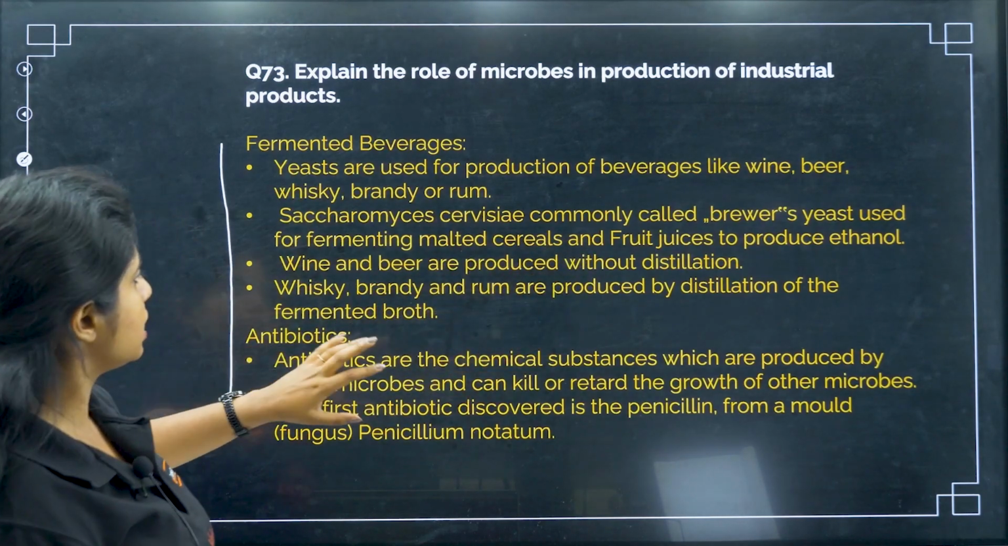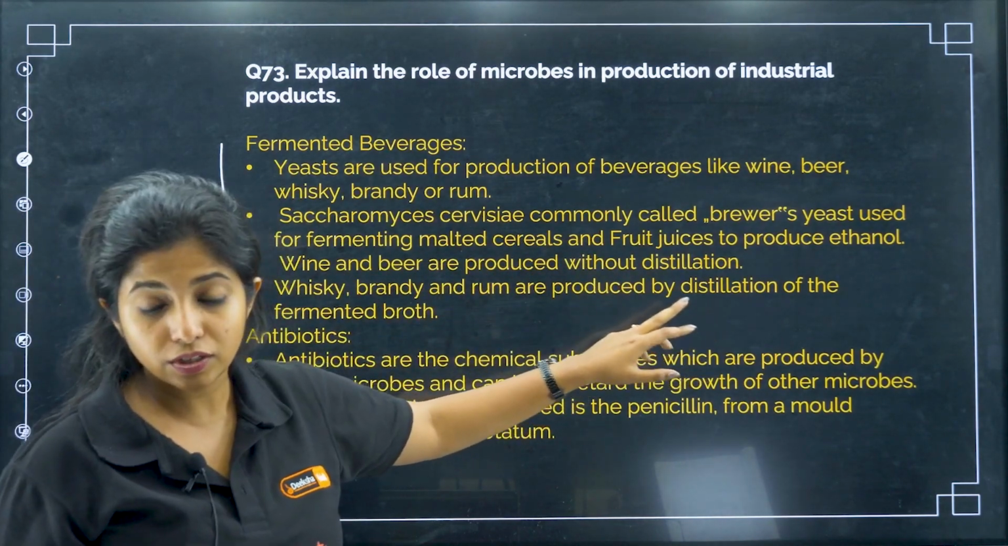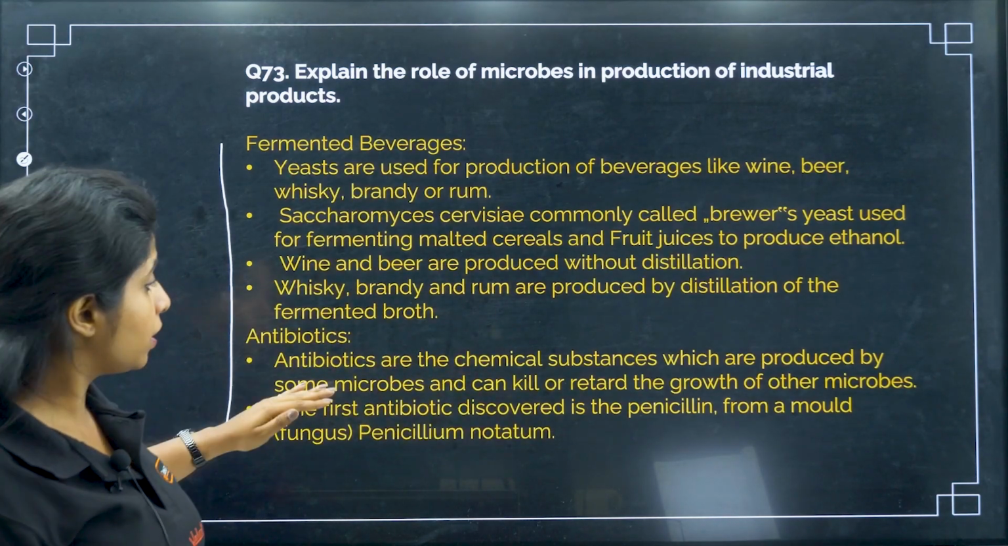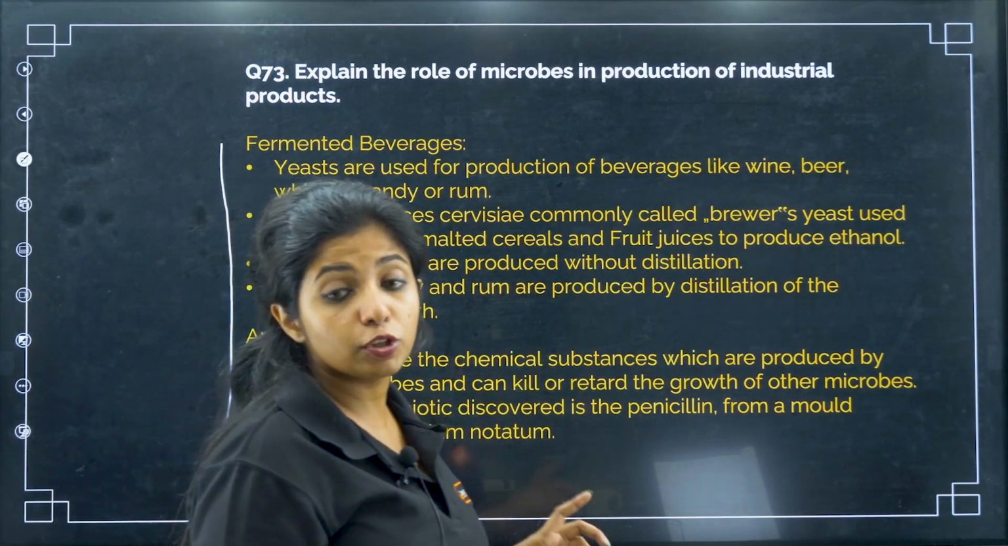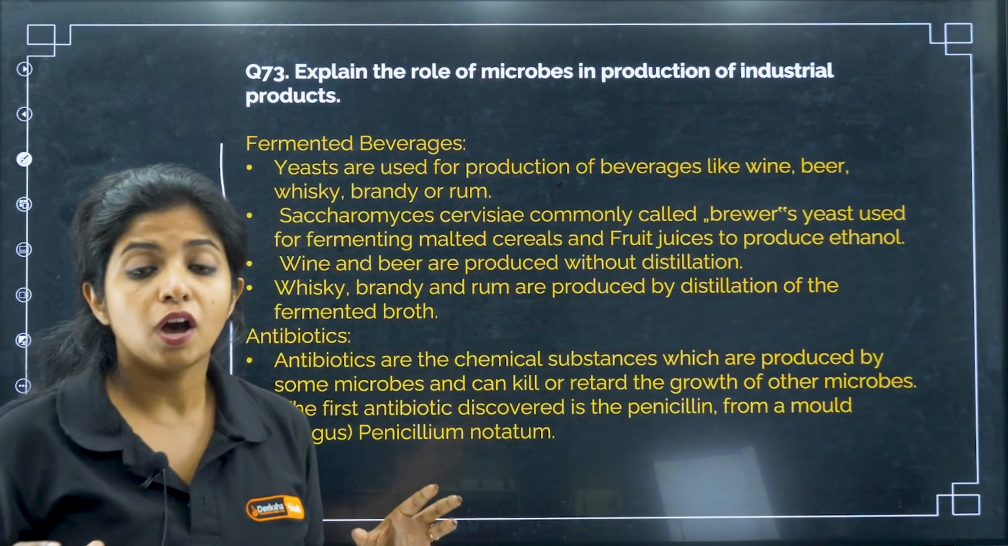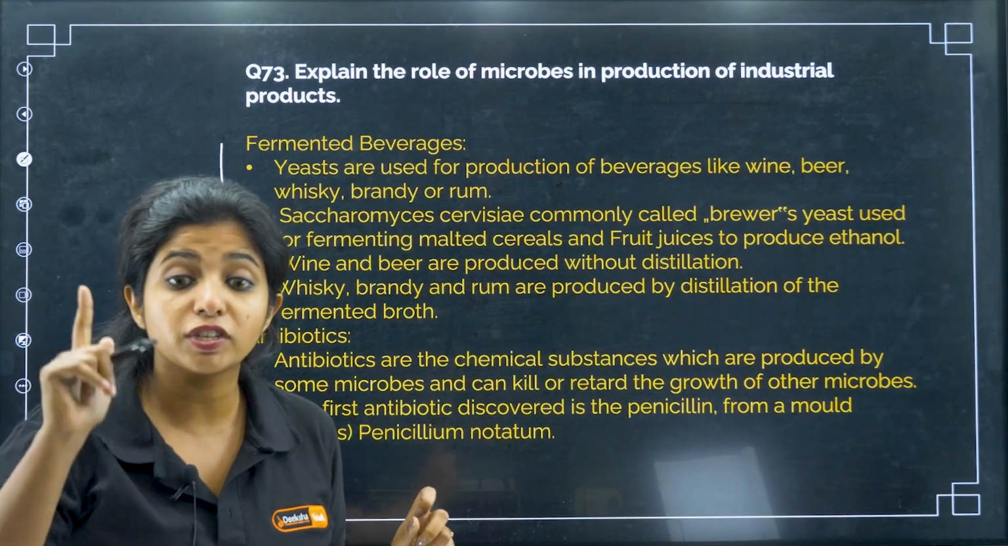Saccharomyces cerevisiae, brewer's yeast. Wine and beer are produced without distillation. Whiskey and brandy and rum are produced with distillation, my dear children. Yeast is there. Antibiotics, that is penicillin, my dear children. Okay, it is produced by Penicillium notatum, which is a fungus. And the experiment Alexander Fleming was doing was on Staphylococci, which is a bacteria.